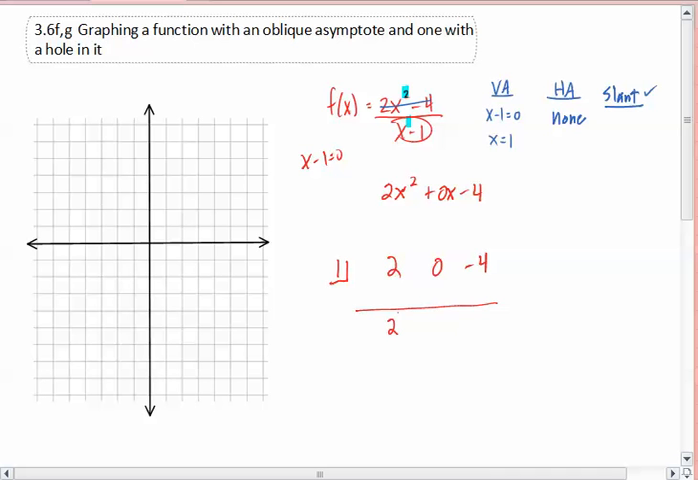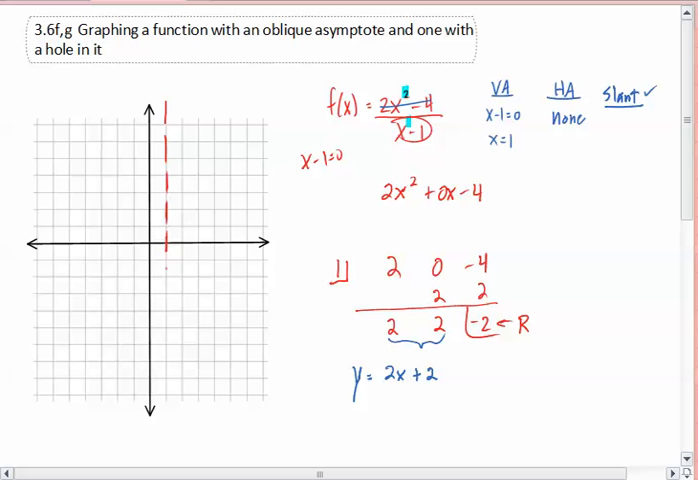Bring the 2 down. 2 times 1 is 2. Add up the column. 2. 1 times 2 is 2. Now this right here is my remainder. I don't even look at it. It doesn't matter what the remainder is. All I do is bring this down into the depressed polynomial. The depressed polynomial is my slant asymptote. Isn't that handy? So there's my slant asymptote, and I have a vertical asymptote. So I have two asymptotes that I'm now going to put on the graph.